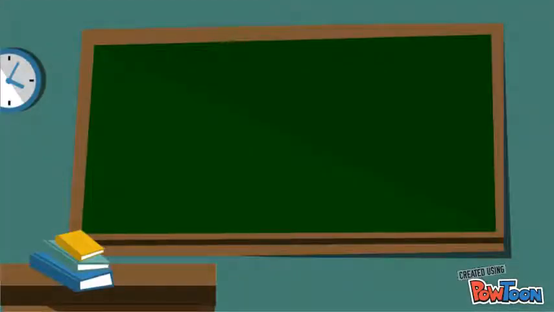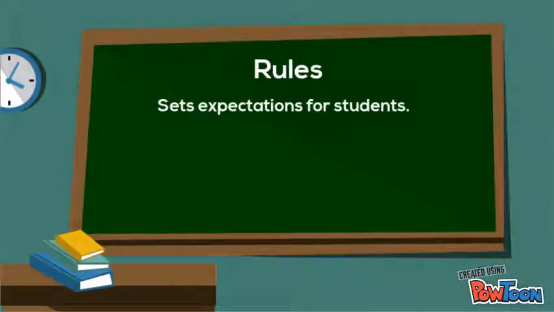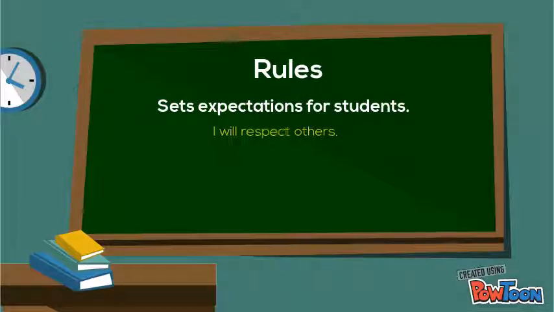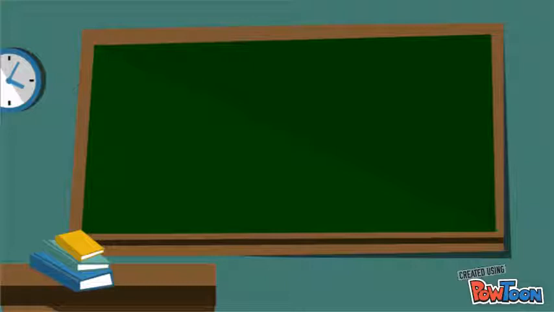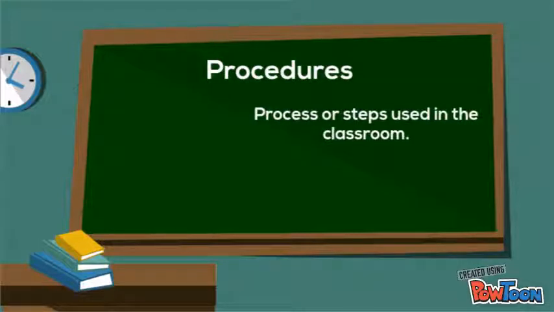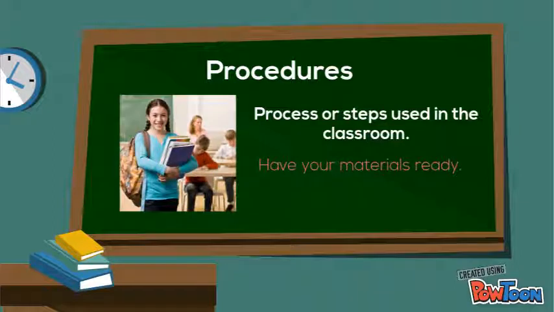First of all, rules set expectations for students or encourage behaviors through expectations. For example, I will volunteer or I will respect others. Procedures are a way of getting things done by using a process of how things should be done in a classroom. For example, have your materials ready or clean your desk.